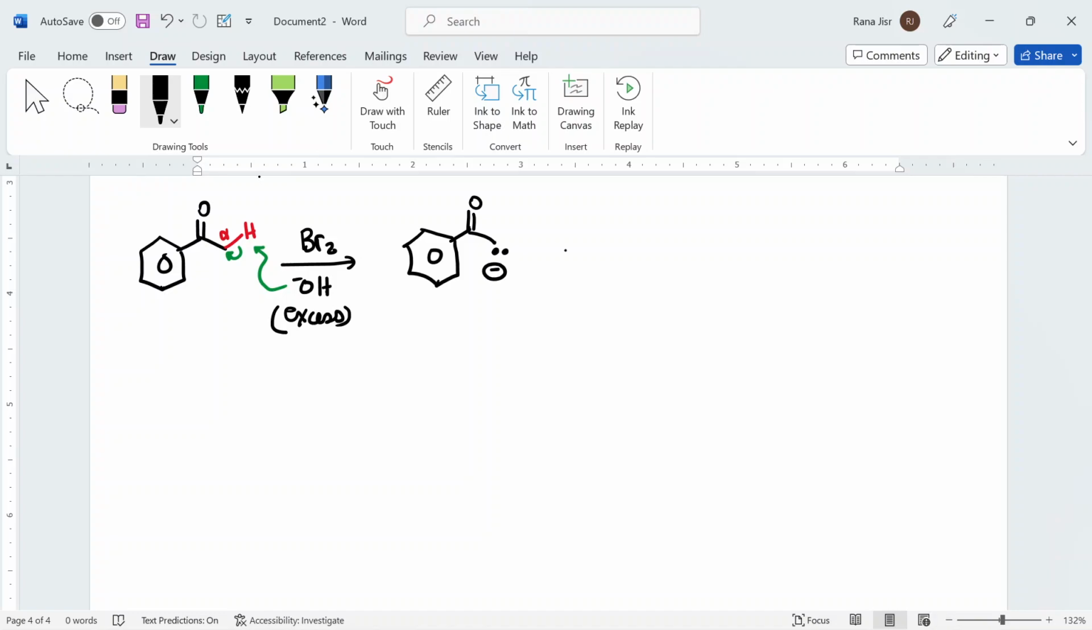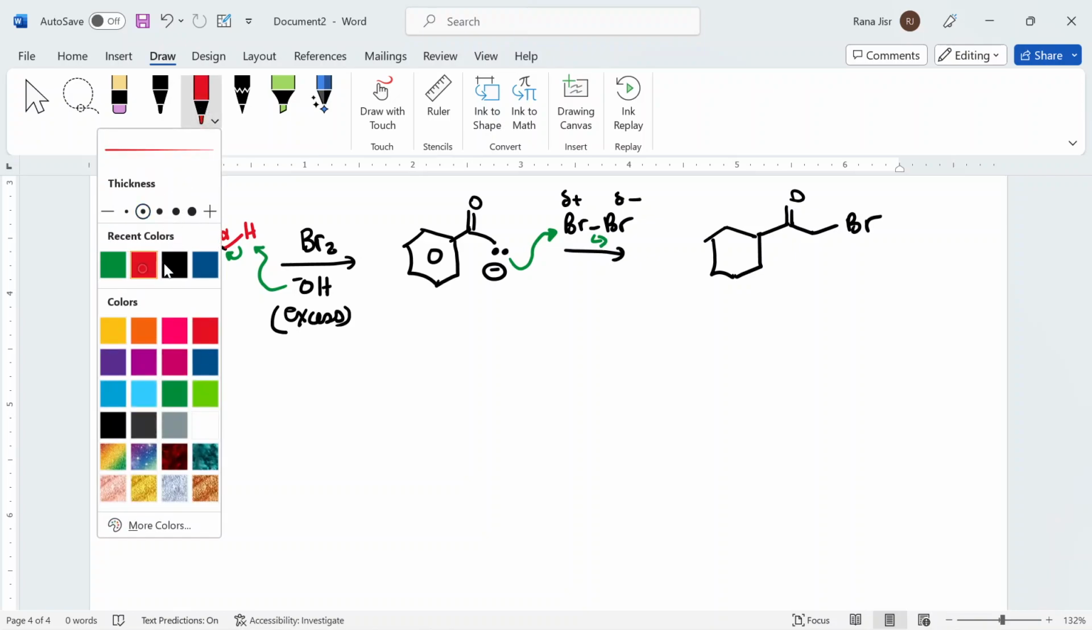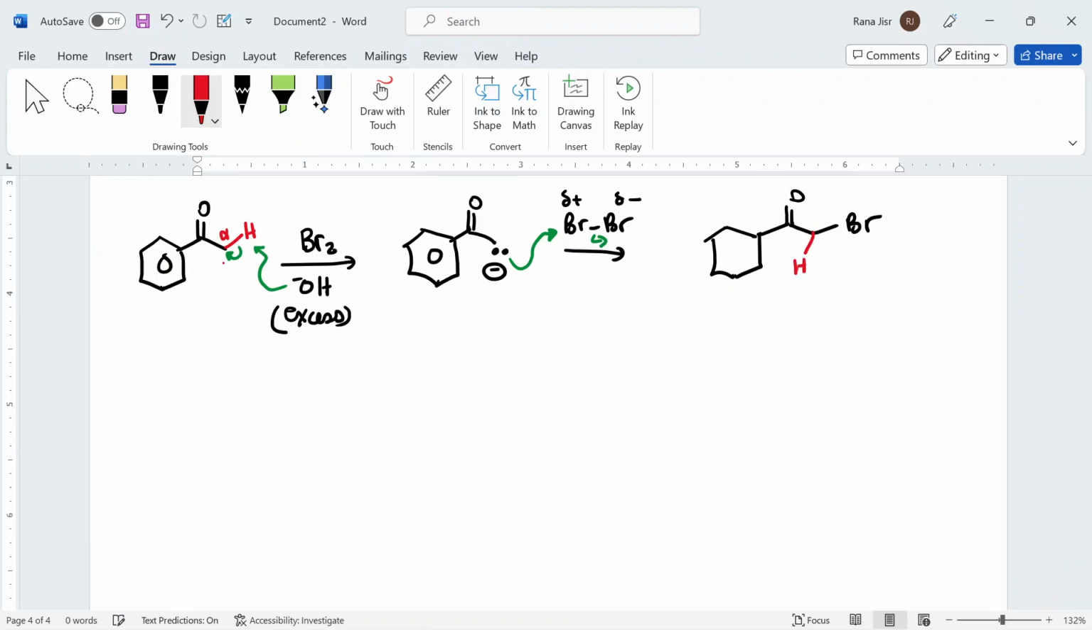So that is going to be the enolate, and now I'm going to react it with the bromine. This is partial positive, partial negative. So that nucleophile is going to attack the electrophilic bromine, and the other bromine is going to leave. So you're going to end up brominating the first alpha hydrogen. So this is going to be a bromine, but you still have 2 more. So we're going to do again another base.